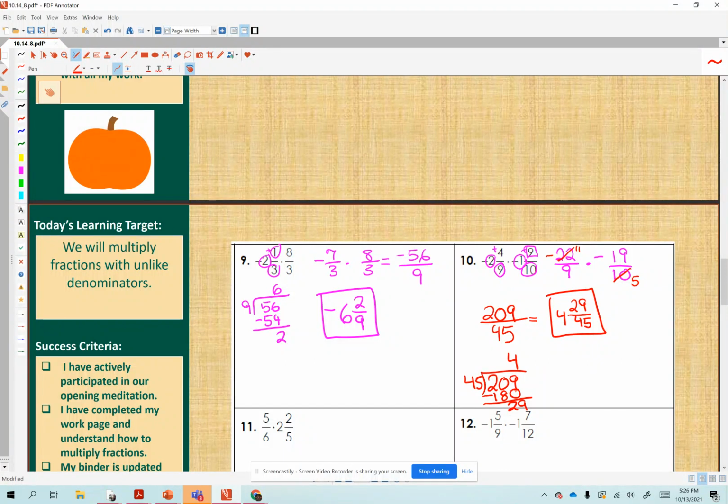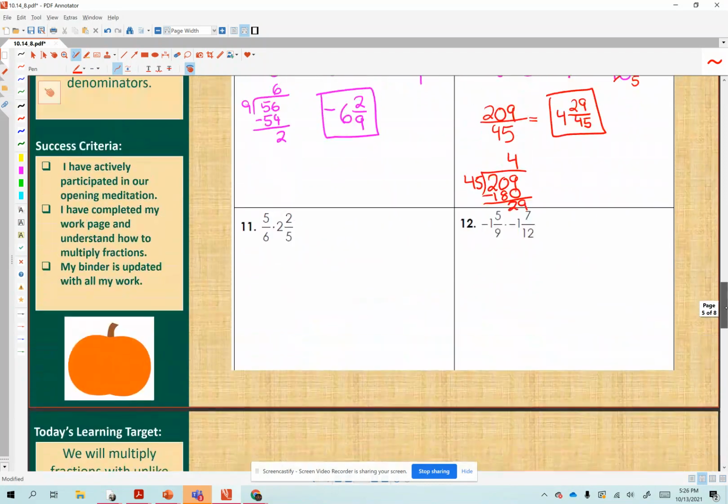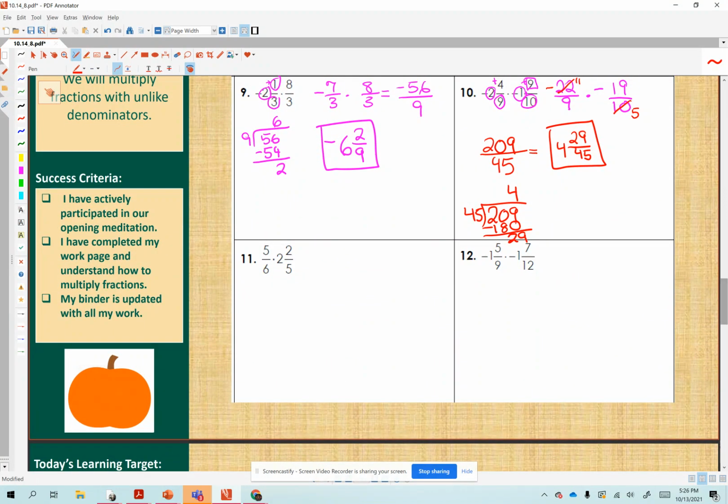Let's move on to number 11 and 12. Number 11, we have 5/6 multiplied by 2 and 2/5. So the 5/6 is ready to go. We can work with that, but we need to convert 2 and 2/5 to an improper fraction. So that would be 5 times 2 is 10, plus 2 more makes 12 over 5.